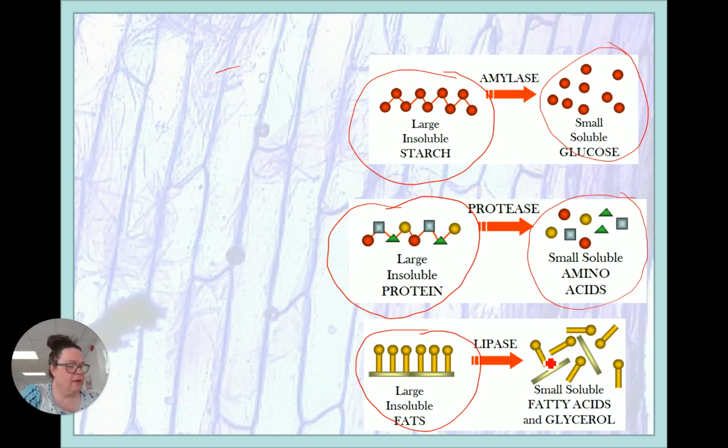And fats are broken down into fatty acids and glycerol. So it is the glucose, the amino acids, and the fatty acids and glycerol that we need to absorb to go to our cells for respiration, and to keep us healthy and to make sure we have enough energy. So each one of these has a specific enzyme, and that enzyme is produced in a specific place. So let's go one at a time.